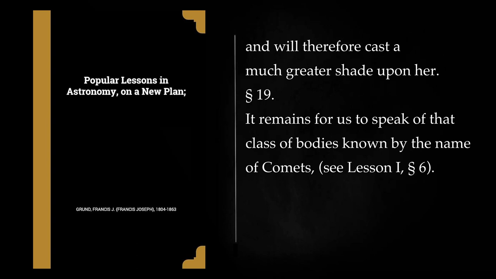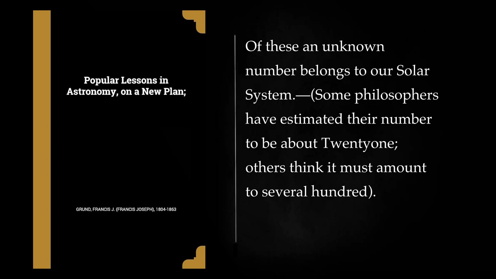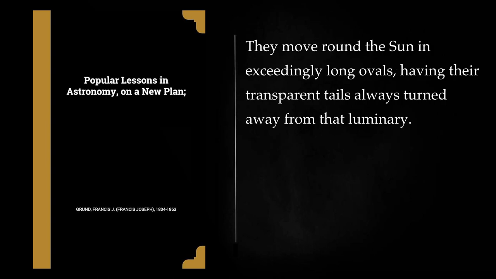Section 19. It remains for us to speak of that class of bodies known by the name of comets, see Lesson I, Section 6. Of these, an unknown number belongs to our solar system. Some philosophers have estimated their number to be about 21. Others think it must amount to several hundred. They move round the sun in exceedingly long ovals, having their transparent tails always turned away from that luminary.